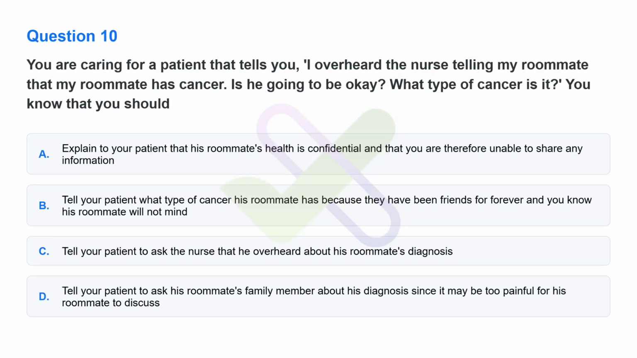You are caring for a patient that tells you, "I overheard the nurse telling my roommate that my roommate has cancer. Is he going to be okay? What type of cancer is it?" You know that you should. A, Explain to your patient that his roommate's health is confidential and that you are therefore unable to share any information. B, Tell your patient what type of cancer his roommate has because they have been friends for forever and you know his roommate will not mind. C, Tell your patient to ask the nurse that he overheard about his roommate's diagnosis. D, Tell your patient to ask his roommate's family member about his diagnosis since it may be too painful for his roommate to discuss.